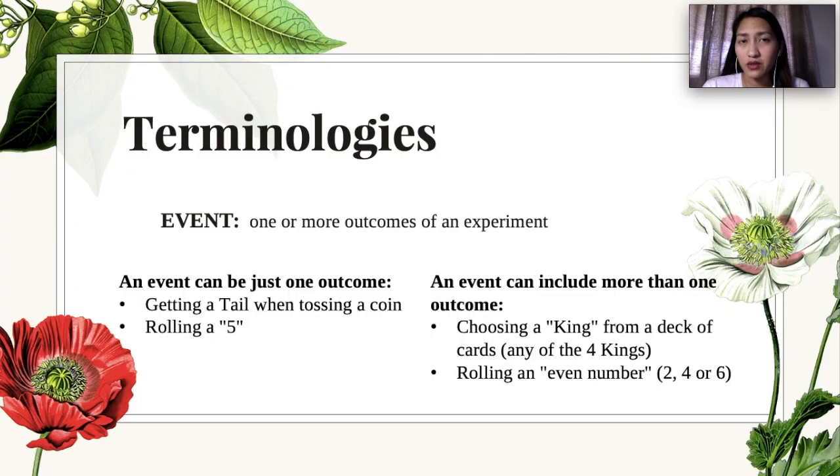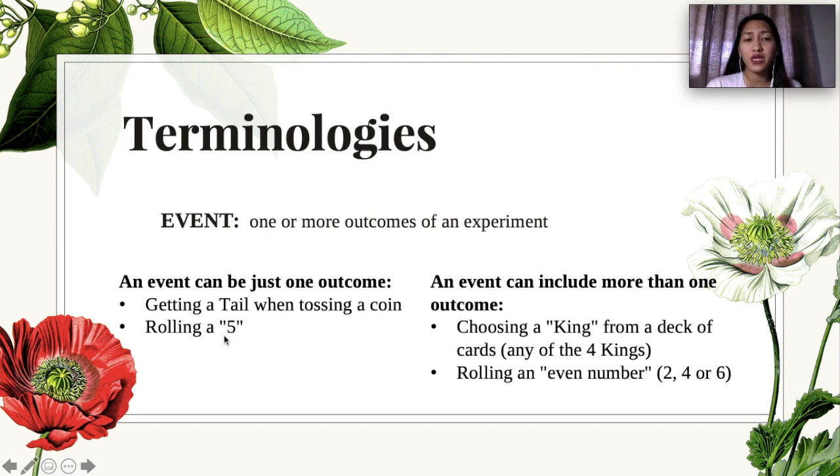Now let's proceed to the next terminology. The next terminology would be event. An event is one or more outcomes of an experiment. An event can just be one outcome. A sample event would be getting a tail when tossing a coin. You want to get a particular result. So getting a tail when tossing a coin. Another example would be rolling a 5.